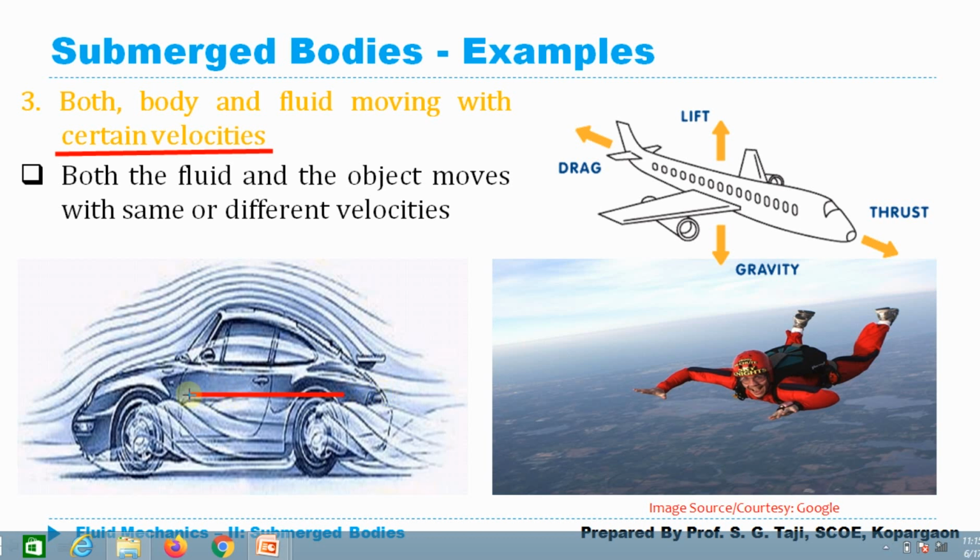You can take an example of a vehicle which is moving on the road. It will be subjected to resistance provided by the air. You can also take an example of a sky jumper who is falling down. You can also take an example of an aeroplane which is moving in the air, which will be subjected to a certain amount of force or resistance provided by the air.